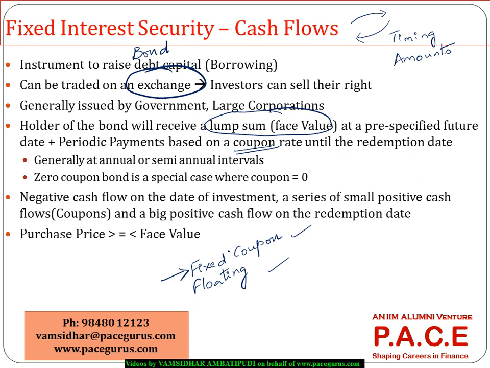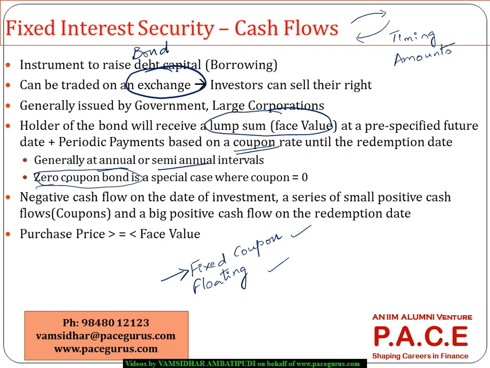So coupons in general are paid either on an annual basis or semi-annual basis, but even more frequently or even less frequently they may be paid. So when I talk about a zero coupon bond, it's generally a special case of these coupon based bonds, which are otherwise called fixed income securities in general. Zero coupon bonds are a special case of them where the coupon is equal to zero.